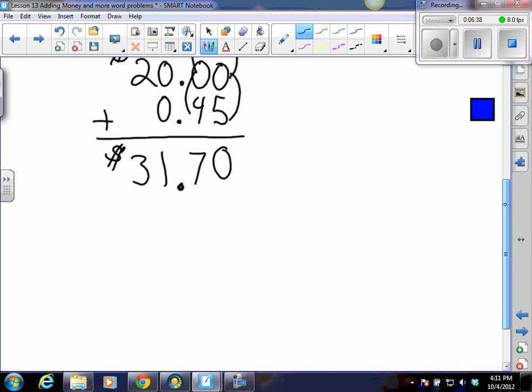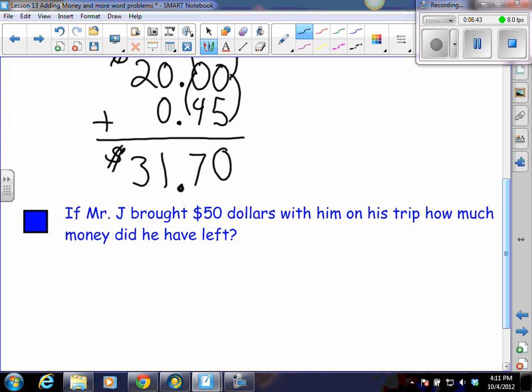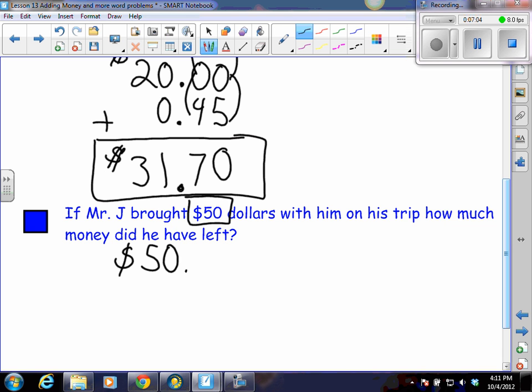Okay. If we take this answer, we can build in subtraction also into a problem like this. If Mr. J brought $50 with him on his trip, how much money did he have left? So if we take this number from our previous problem, being the fact that that's how much he spent, and now we know that this is how much he brought, we can create a subtraction problem by putting our larger number on top, and then what went away. So we have a beginning amount, some went away, and now we can subtract these to get what's left over.